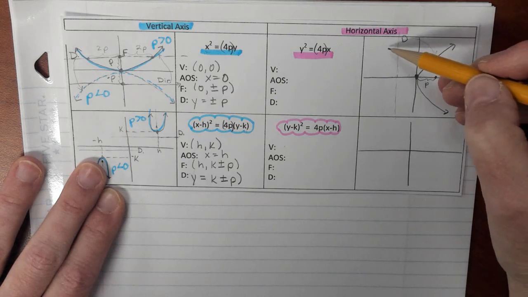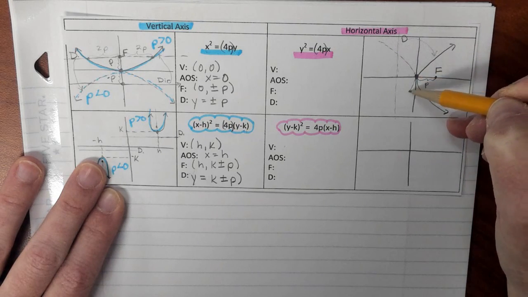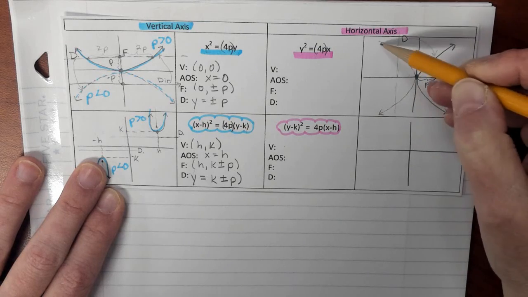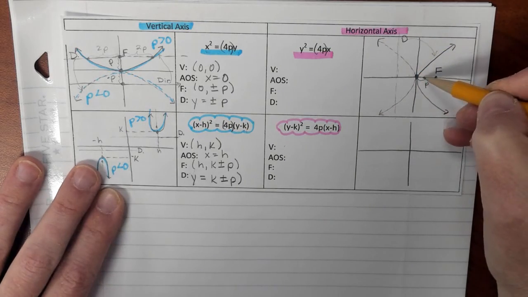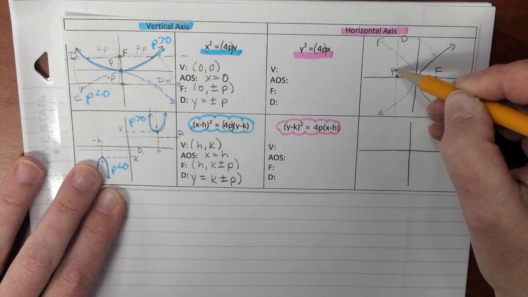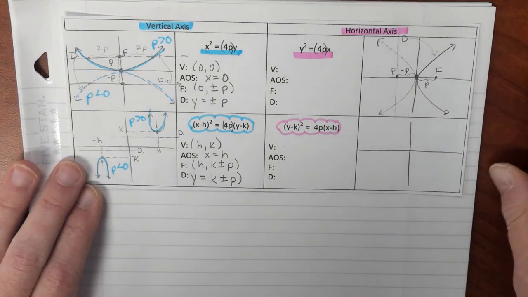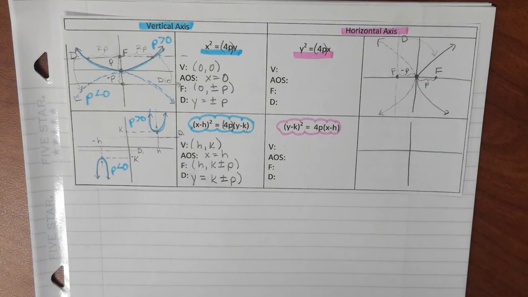Okay? Now if I was going in the opposite direction, if I was going left, then I would have a negative p. This would be my focus, and this distance would be a negative p. All right, let's pick up here when we come back in the second video.